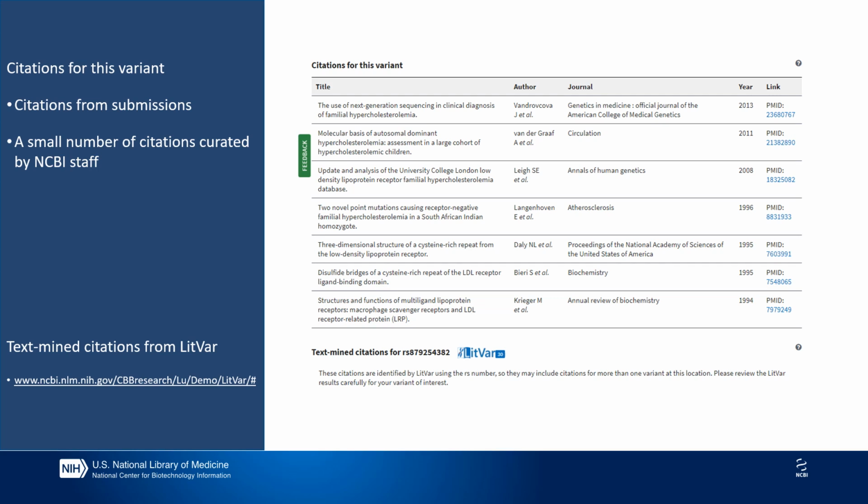Because of that, we're also supplementing the citations you find in ClinVar with links to LitVar. LitVar is another NCBI product. If you're not familiar with it, I've included a link here so you can learn more about it. LitVar does text mining of the information in PubMed and PubMed Central to find papers about variants. So we've included a link out when that's available so that you can supplement the citations that we have from ClinVar submissions with those that have been text mined.